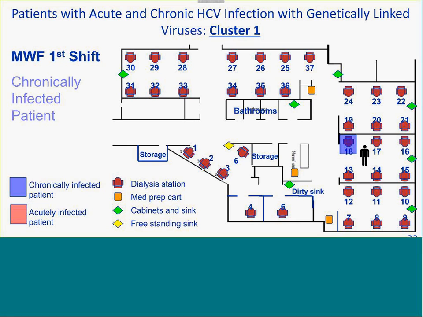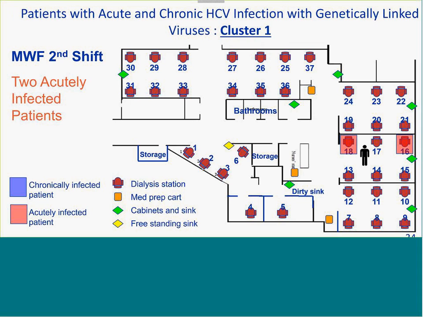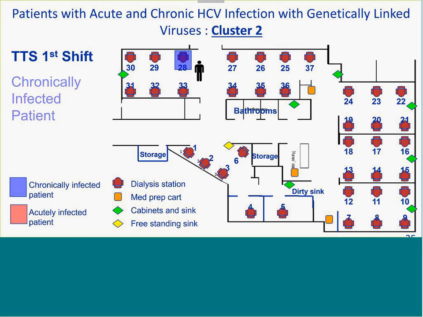So the first cluster, you can see chair 18, the blue chronically infected patients, Monday, Wednesday, Friday, first shift, and Monday, Wednesday, Friday, second shift, 2 acutely infected patients. The next one was cluster 2, the same center, just a different strain of hepatitis C. This time, a chronically infected patient was up in chair 28. It was a TTS first shift patient. And look at this one. They found the same strain, TTS second shift, an acutely infected patient.